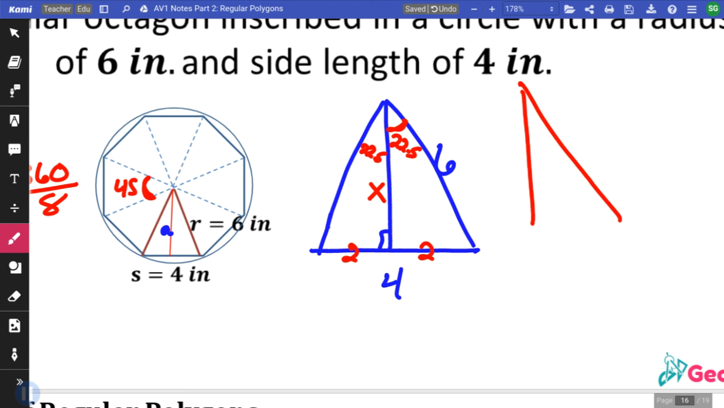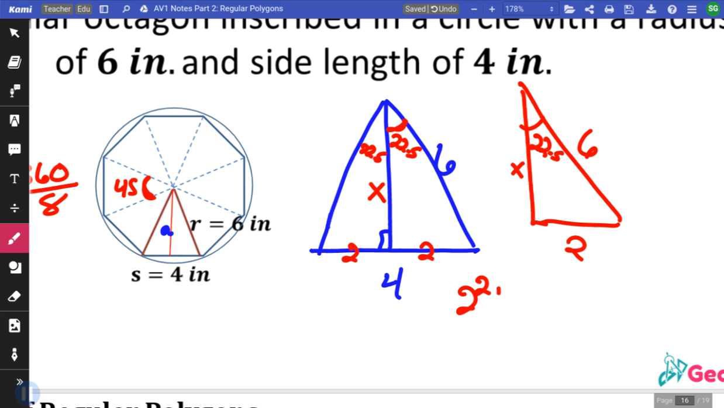I'm going to redraw my right triangle because there's too much going on. 22.5 I know, 2 I know. Oh, you know, we don't need trig. You could use trig, or we can use Pythagorean theorem, because I know 2 of the sides, I just don't know the third side. So I didn't really need the central angle there.